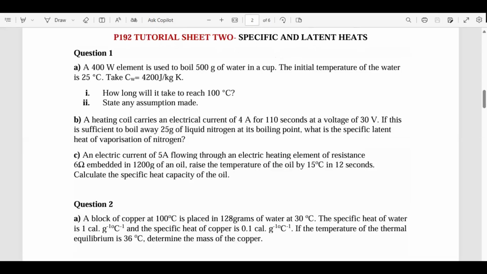All right, so welcome everyone. This is our tutorial for P192 tutorial sheet 2, which consists of questions on specific heat capacity and also the specific latent heat. So without wasting much time, let's get into it.